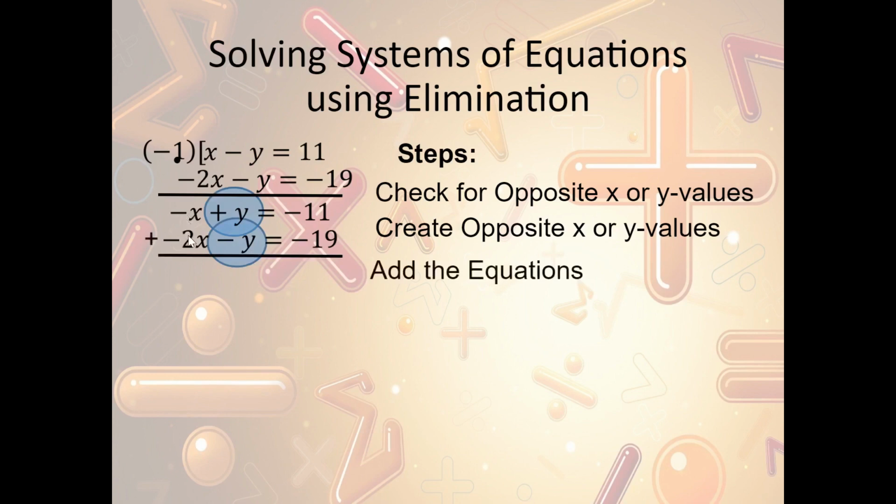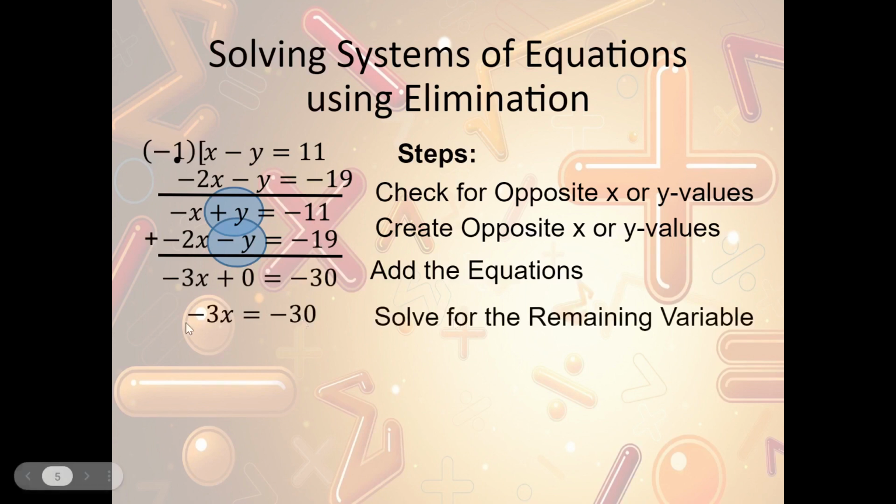And we get negative x and negative 2x is negative 3x. These cancel out. And we get negative 11 plus negative 19 is negative 30. So we have negative 3x is equal to negative 30. Now we just solve. So we divide both sides by negative 3. And we get x is equal to negative 30 divided by negative 3 is positive 10. So there's our x value.